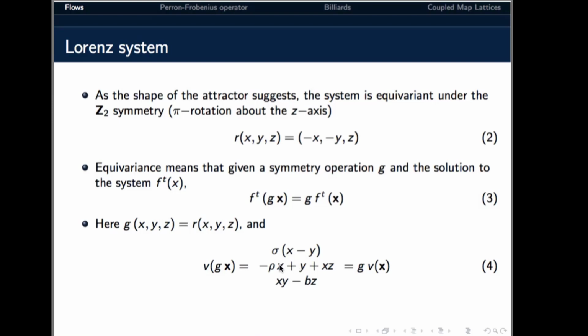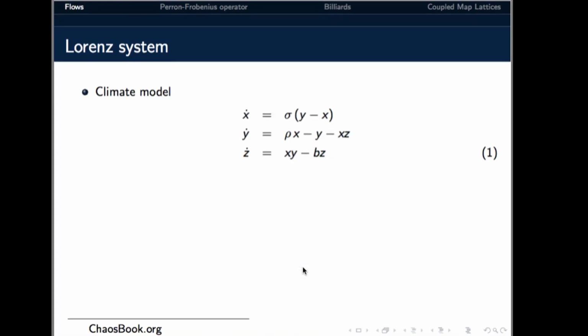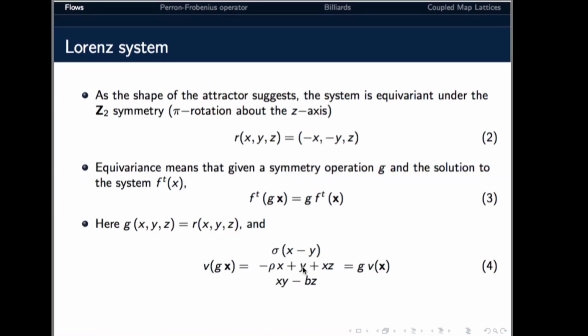And if you compare it with the previous system, the one we saw at the beginning, you will see that it's just the velocity field with a minus sign in front, at least as far as the first two components are concerned, the minus x and y components.